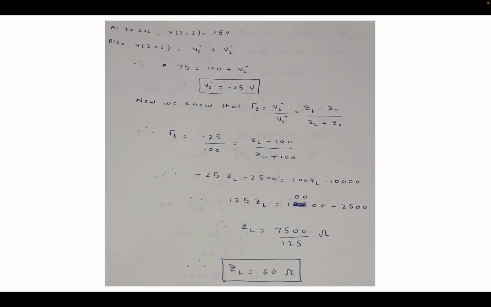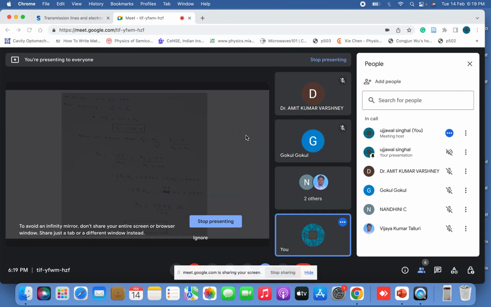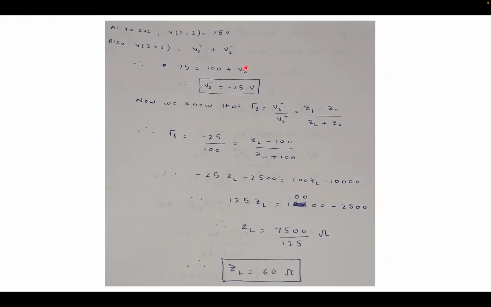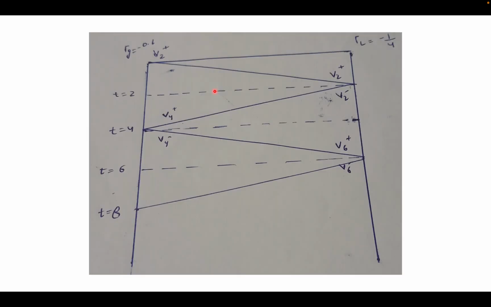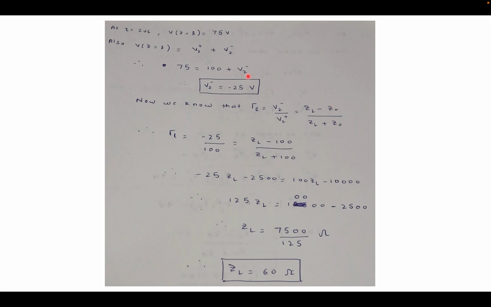V2 plus plus V2 minus, right? Because that's what we denoted by the voltage values moving forward and backward. And now you know the voltage at z equal to L is 75 volt, and you also know V2 plus, which is coming from the source end, is 100 volt. So from here you can easily calculate V2 minus. Here V2 minus is 25 volt, and the sign is negative because it's going in the backward direction.